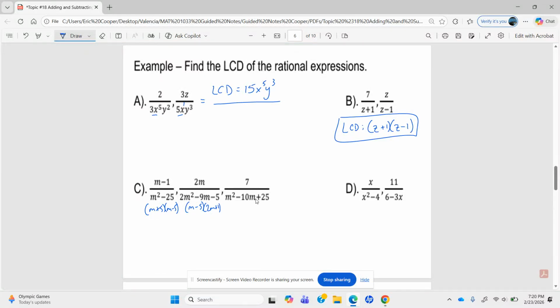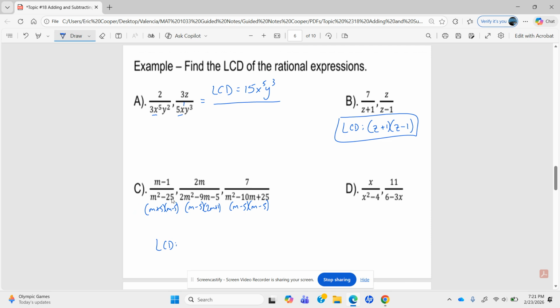This is a equals 1. We need to find numbers that multiply to 25 but also add up to negative 10. In this case, it would both be negative 5s. So this would factor to m minus 5 and m minus 5. Now we're ready to make our LCD. We want one of everything that's unique. And then if it exists more than once, we'll put that as part of our LCD.